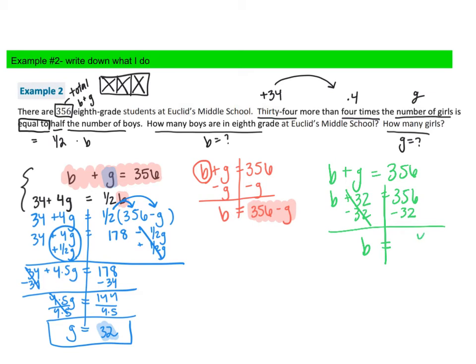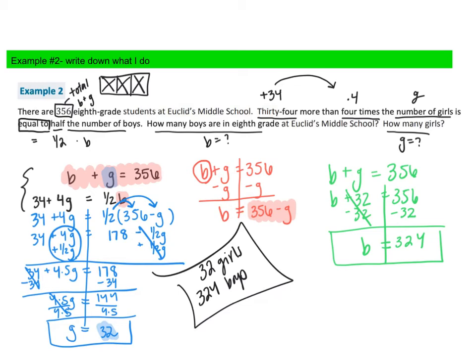Okay? There are 324 boys at this school. And we can check this if we need to, but I'm not going to check it. I'm just going to make sure that I have this written out. 32 girls, 324 boys. And that's my answer here through substitution.